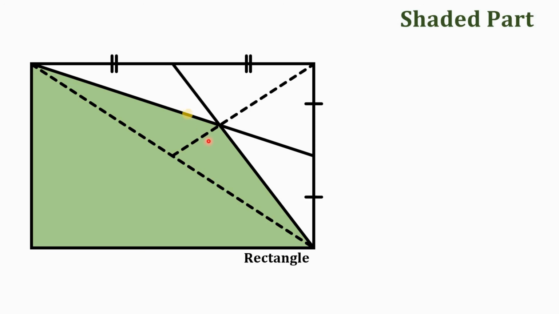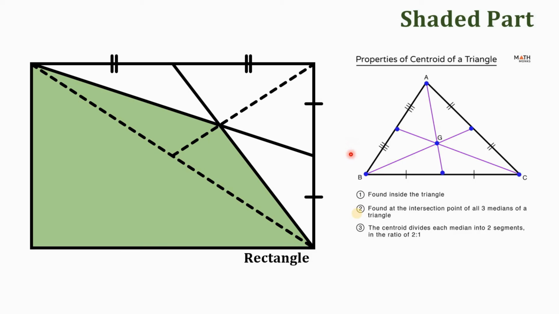In short, we created 3 medians in this triangle, or simply half of our rectangle. And the point of concurrency, or the point of intersection of these 3 medians, is what we call the centroid. This is what we need to answer this question, because we have a lot of properties of a centroid. Now, we know that the centroid is the intersection of the 3 medians of any triangle. The first property is this: the centroid is always found inside the triangle.